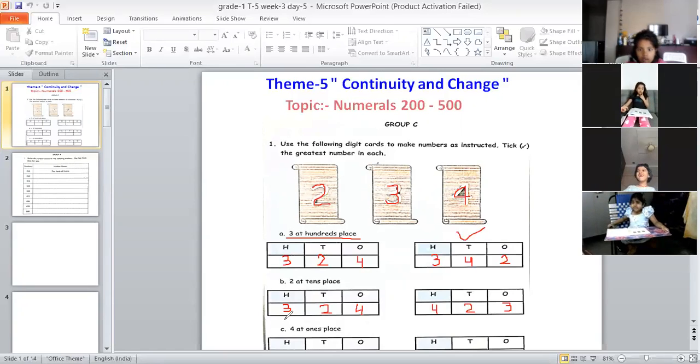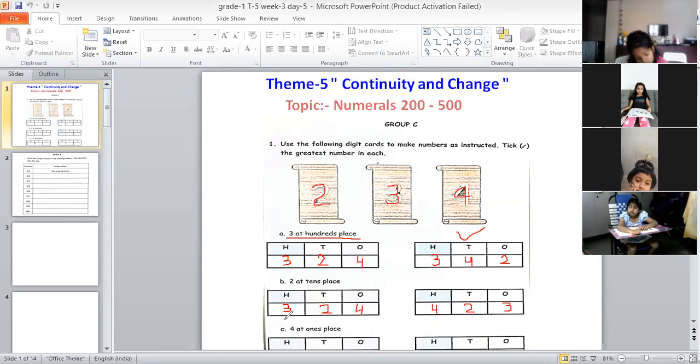First, you tell me how you will read 324. 324. And the next number is 423. So the first number is 324 and the next number is 423. Now what we have to do is put our tick at the greatest number.